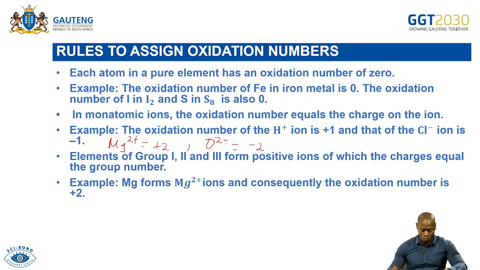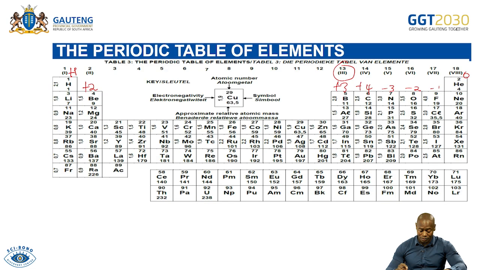So elements of group 1, group 2, and group 3 form positive ions of which the charge is equal to the group number, right? So let me repeat that. Elements of group 1, group 2, and group 3 form positive ions of which the charge equals the group number. So it's what I was talking about when it comes to this periodic table. So for example, these are elements in group 1, this is group 2, and then this is group 3, right? So you can see they form positive ions, right? So their oxidation number will be equal to this charge.